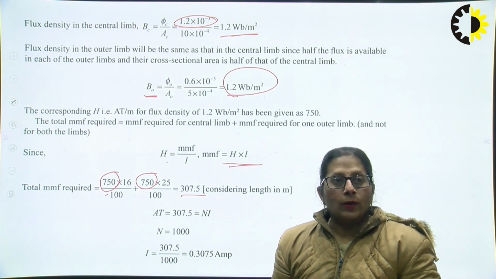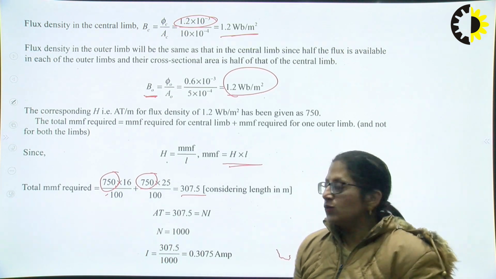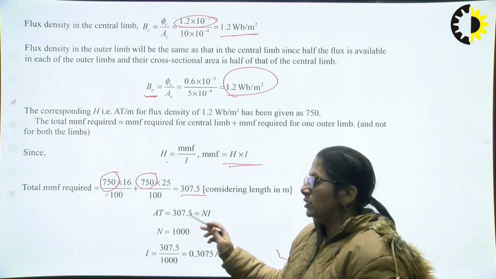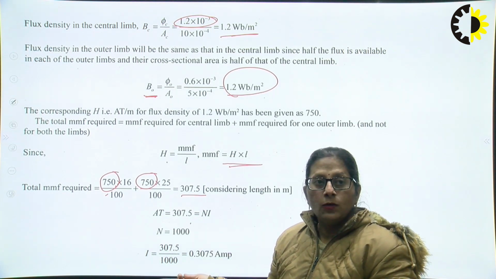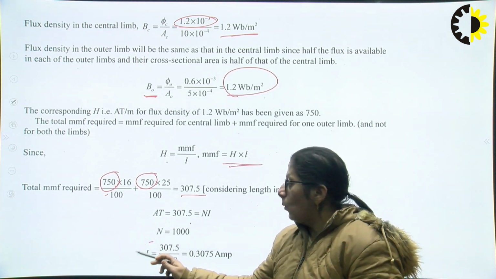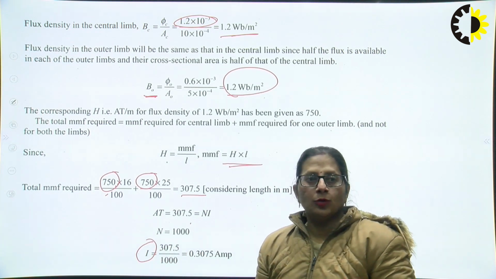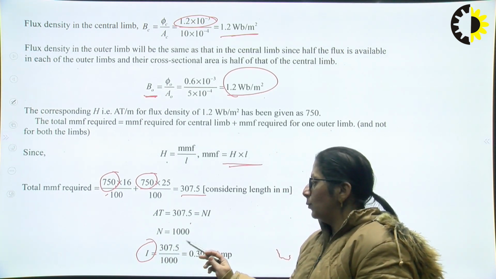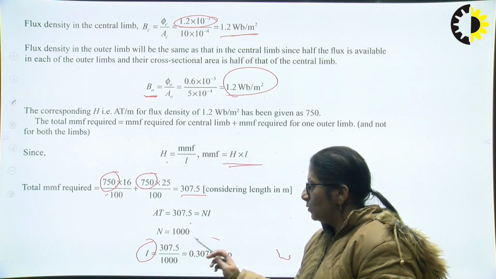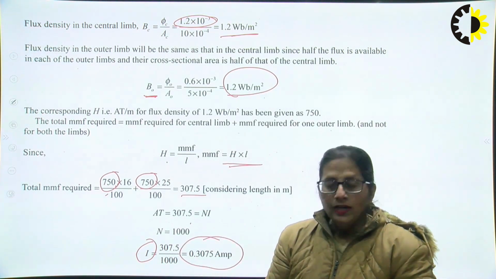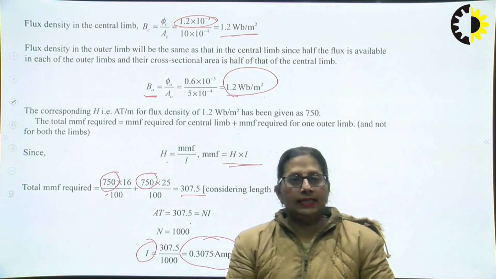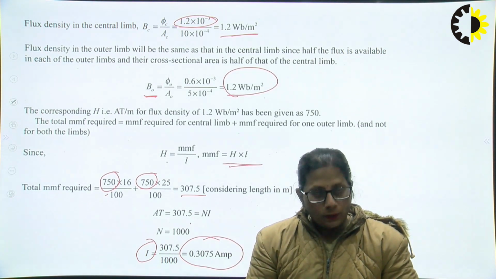So the ampere turns required, or the MMF required, becomes 307.5 ampere turn. How many turns are there? 1000. So the current required for establishing that much flux becomes 307.5 upon 1000. That gives me 0.3075 amperes. So this is done from my side for the series and parallel magnetic circuit. Hope you have understood it.